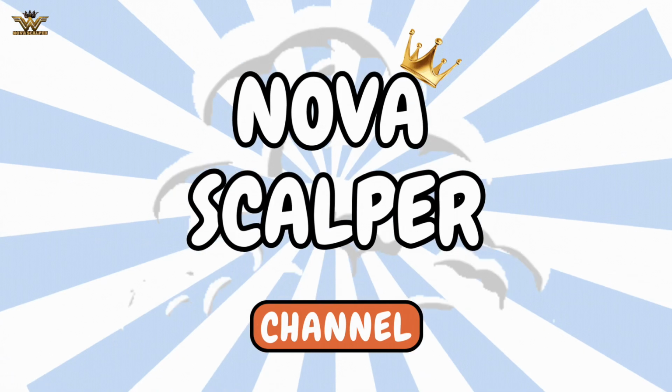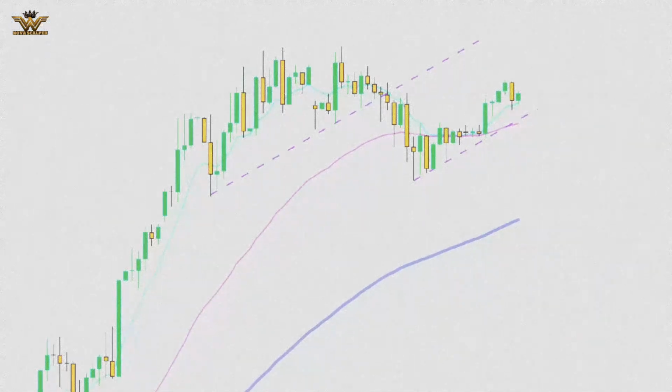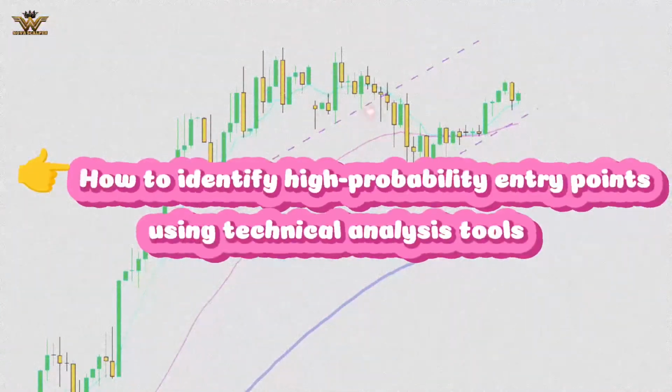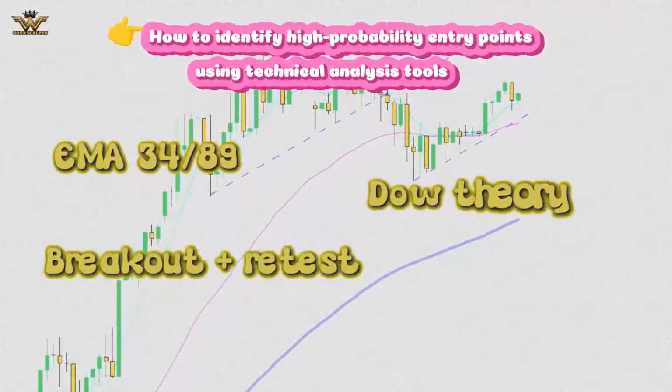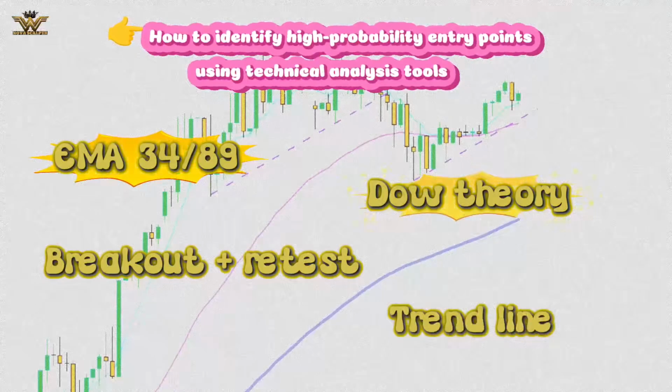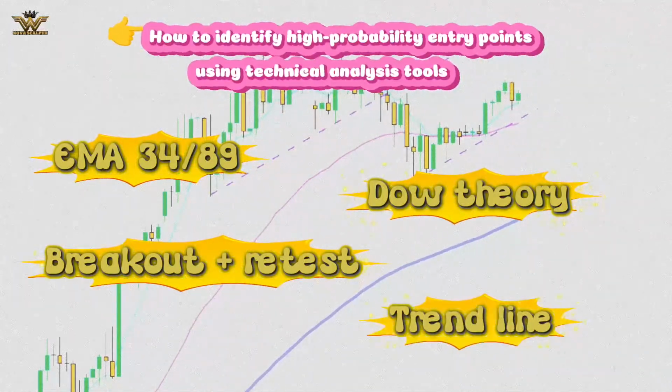Today we're diving into one of the most crucial topics in trading: how to identify high probability entry points using technical analysis tools. We'll break it down using EMA 34 and 89, Dow theory, breakout and retest, and trend lines, a powerful combo I personally use when trading gold. And let me tell you, ever since I started focusing on entry quality over entry quantity, my results have been way more consistent. Okay, so we will start the main point of this topic.